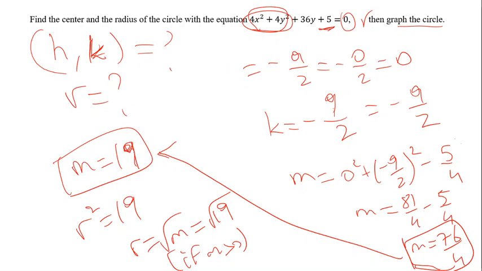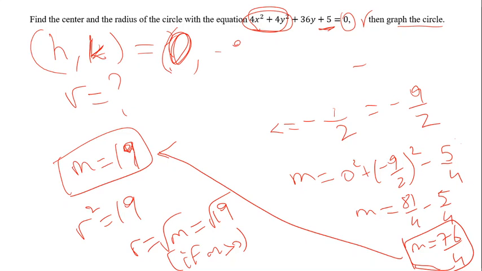So h and k are 0 and minus 9 over 2, and r is square root 19.